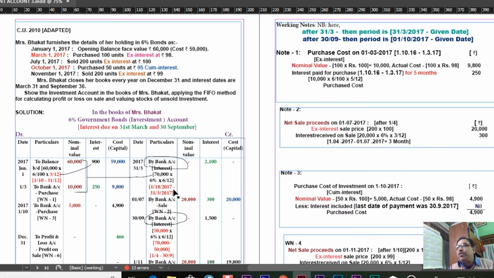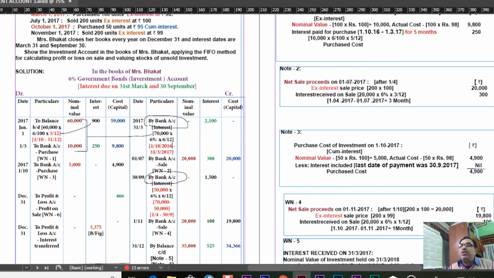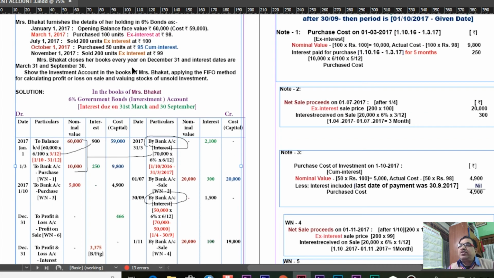70,000 into 6% for how much period? 6 months, because it is 31st March, that is from 1/10/2016 to 31/3/2017. Therefore, for 6 months. And now we get 2,100 only. But mind it, it is only for interest. Now come to the next transaction, July 1, 2017, sold 200 units, ex interest.